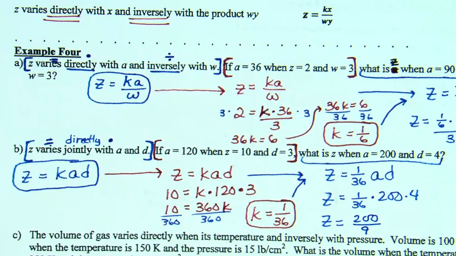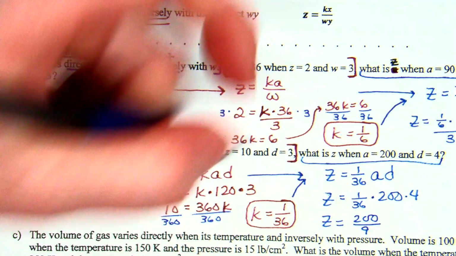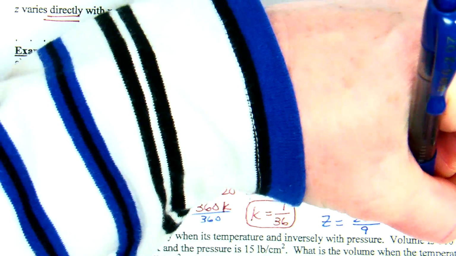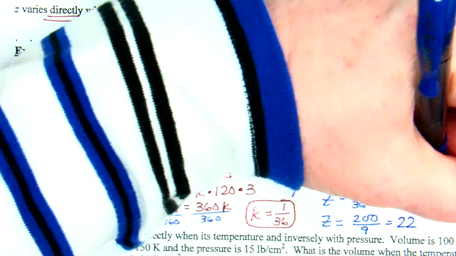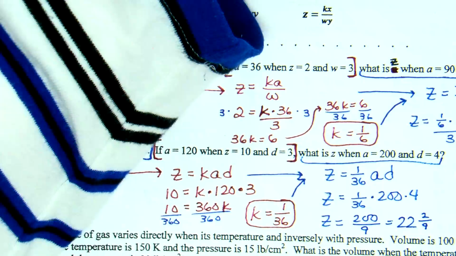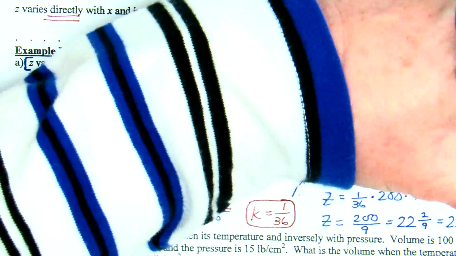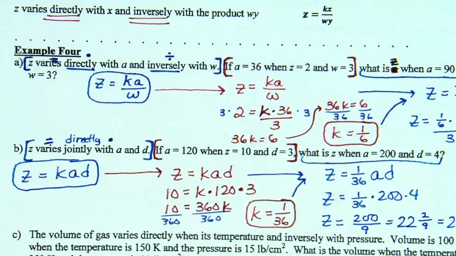200 times a ninth, which is 200 over 9. I personally am fine with that. If you divide it out, 9 goes into 200 22 times with 2 remainder, so 2/9. Or your decimal answer, 2/9 is 0.2 repeating, so 22.2 repeating.